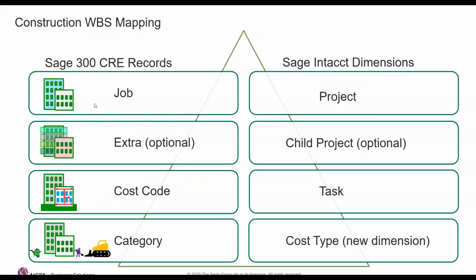So Intacct utilizes dimensions, and we're going to start to talk about dimensions throughout this process. Dimensions is really what gives this product the flexibility. First, we start with our work breakdown structure, and we've mimicked what's in Sage. Sage has a job. We call it a project in Intacct. We can have a child project. We can have a task, which is going to be like a cost code. And then we can have a cost type.